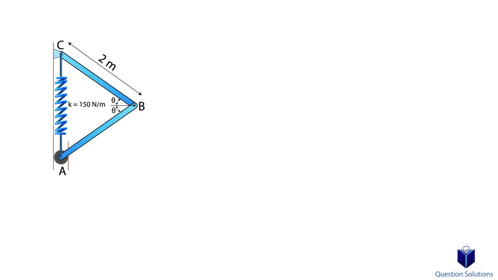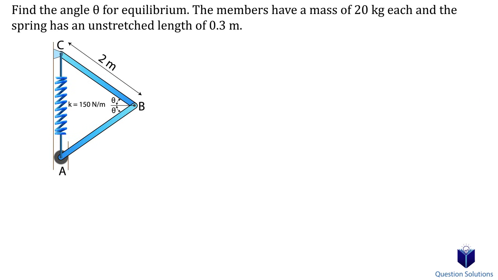Let's take a look at one last example. In this question, we need to figure out the angle theta for this object to stay in equilibrium. Before we take apart the members, it's good to figure out the force in the spring. To do that, we can use Hooke's law. We already know the stiffness of the spring, but we don't have the length of extension, so that's what we need to find. Notice how we can draw a right angle triangle like this.